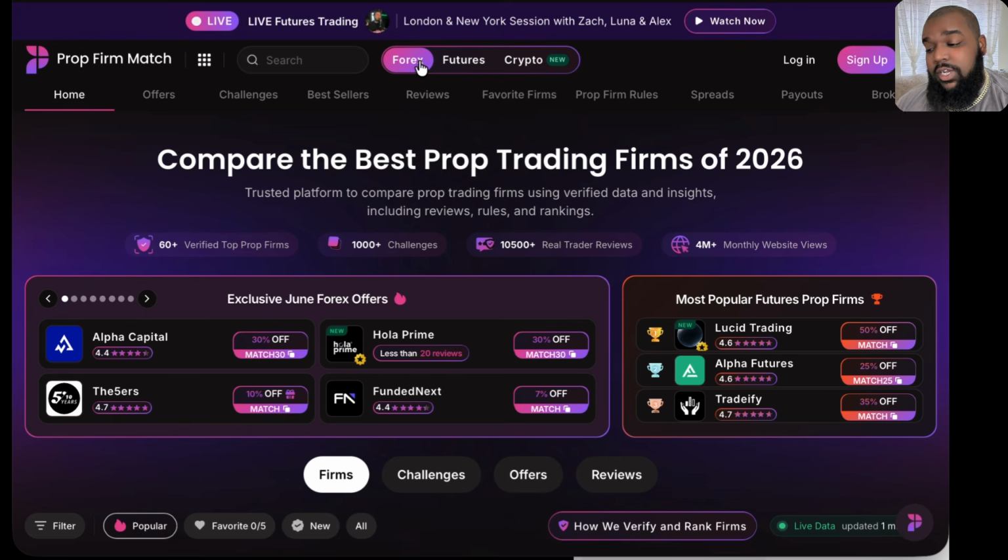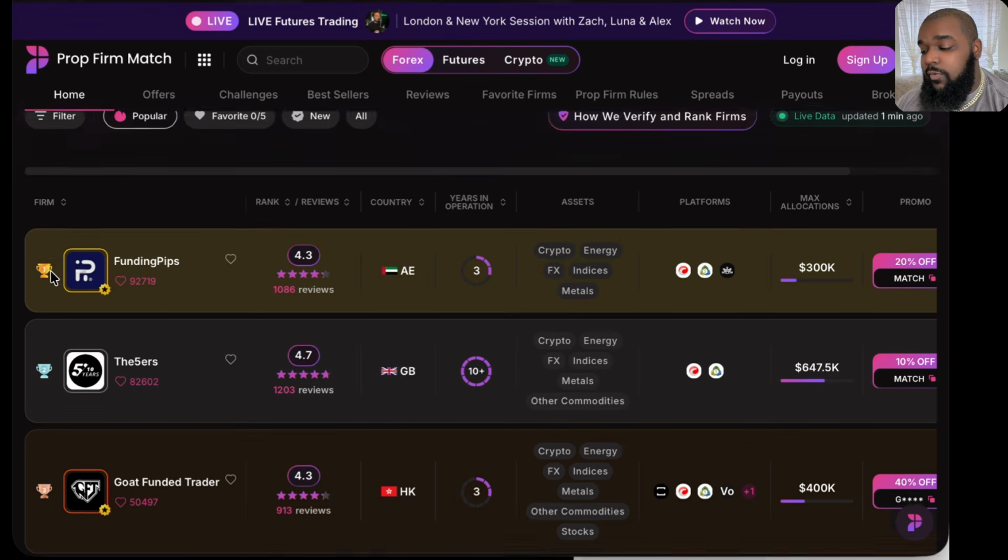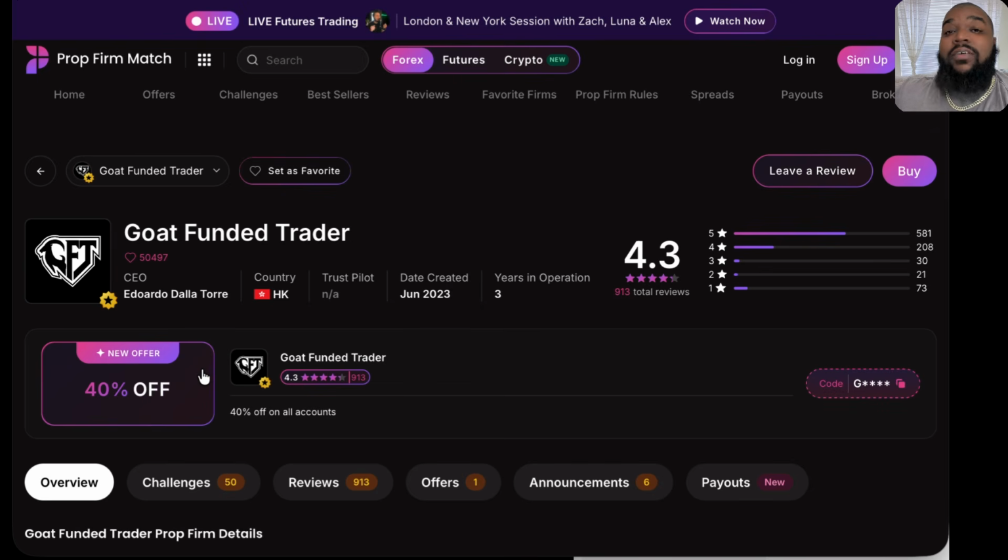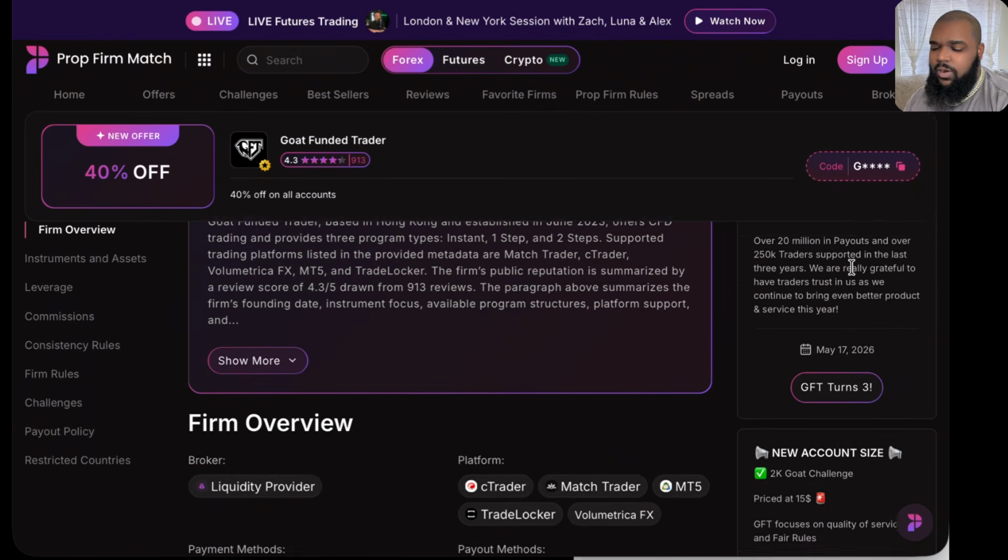Let's go to the Forex side. My favorite Forex prop firm is Goat Funded Trader. They have an incredible prop firm that you guys can trade with Forex. Also, Prop Firm Match, they allow you to vet everything. Like they have the reviews, you know, all these different things.